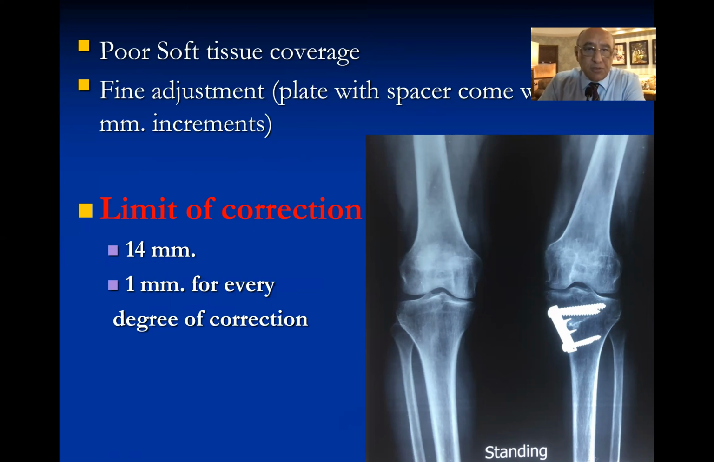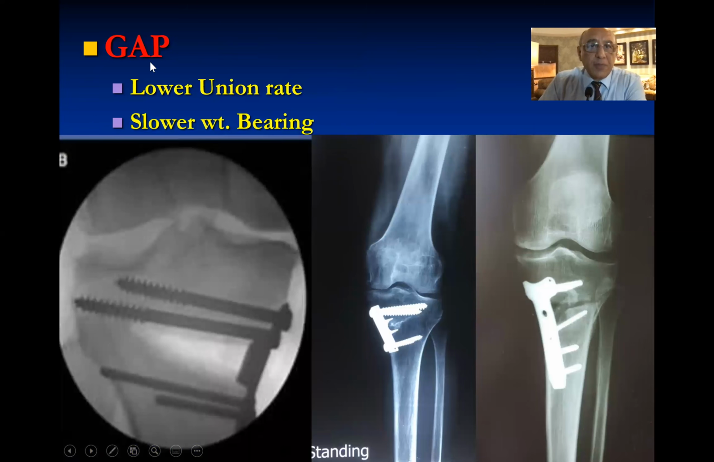Probably the major drawback in these plates is the limit of correction, which is a maximum of 14 millimeters, which is less than 14 degrees of correction. But the gap can be maintained by a locked plate, but it needs to be structurally strong. The disadvantage of the gap is that if it's a big gap and we don't fill it with a bone graft, you get a low union rate, which leads to slower weight bearing.